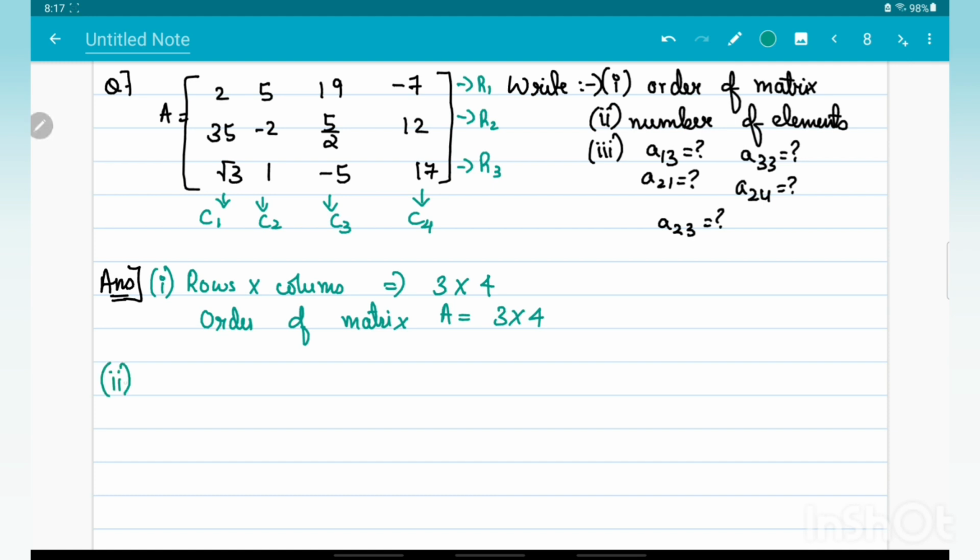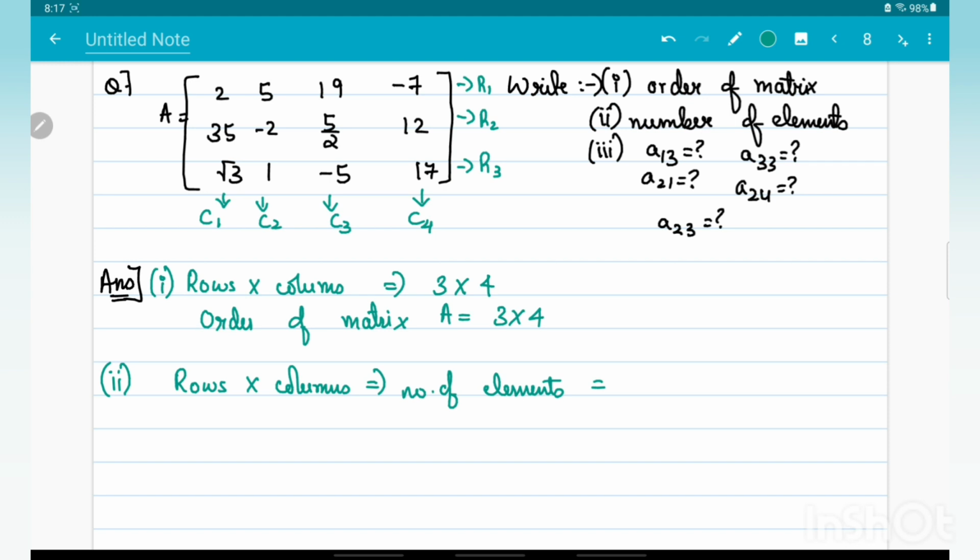Second one is that you have to write the number of elements. Now in order to find the number of elements, instead of counting how many elements are there, one short trick is there, and that is to multiply the number of rows into the number of columns. Okay, you multiply the number of rows and the number of columns and you will get the number of elements.